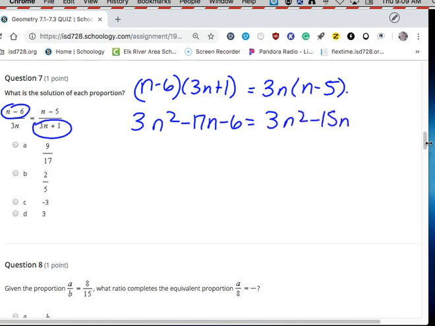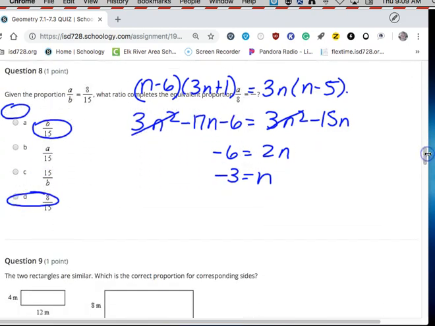Now I combine things on both sides, and I subtract 3n squared, and I find out that those knock each other out. I take my negative 17n and add it to the other side, so I got negative 6 is equal to 2n. And now I divide by 2, and negative 3 is equal to n. And that's our final answer.